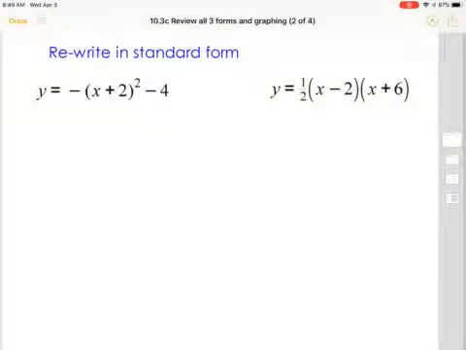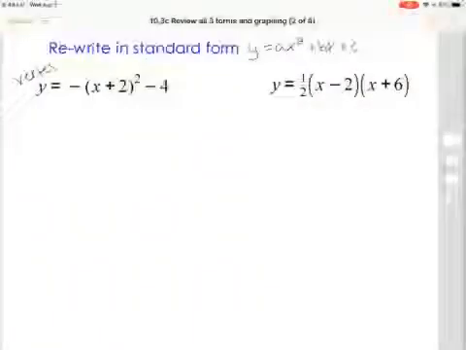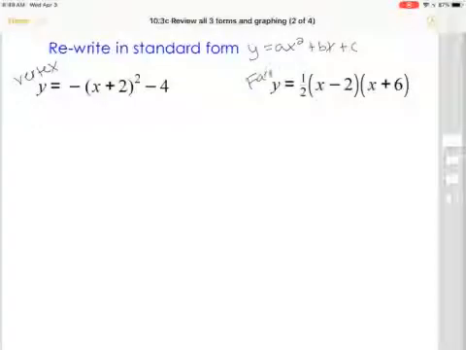10.3c is again reviewing all three forms of quadratics. So we have standard form, y equals ax squared plus bx plus c. We've got our vertex form, and we've got our factored form. Remember, these are just three forms, but they mean the exact same thing, right? Three different ways to represent the same equation.